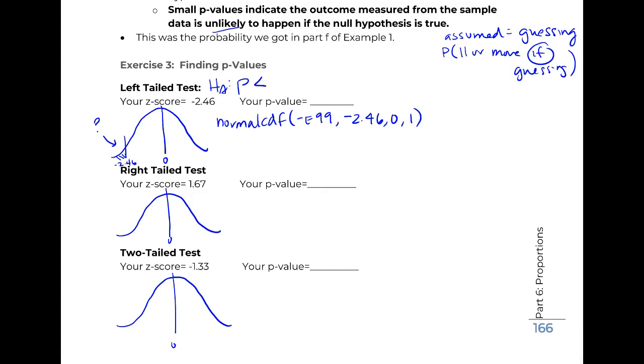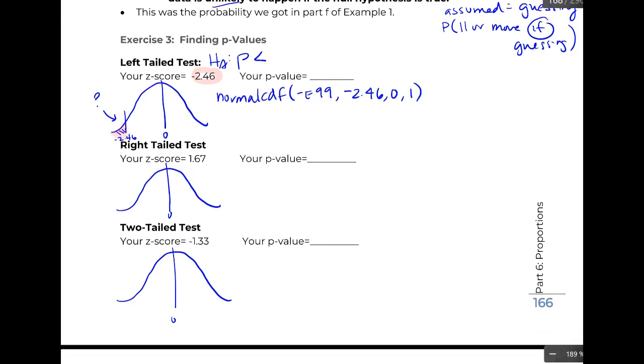But here's where I actually think the tables are going to be a little superior. If we have already a z-score, that's exactly what the table is set up for. In fact, remember the table, we saw it way back in the day.